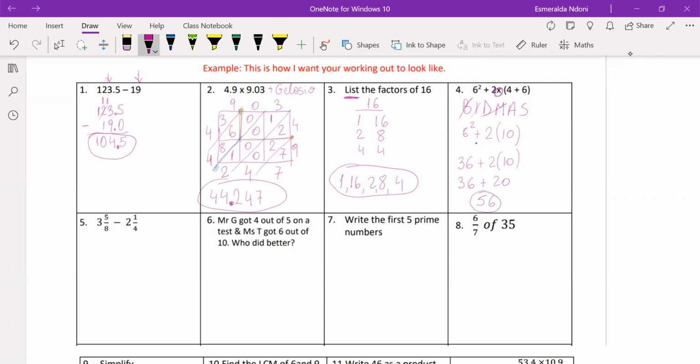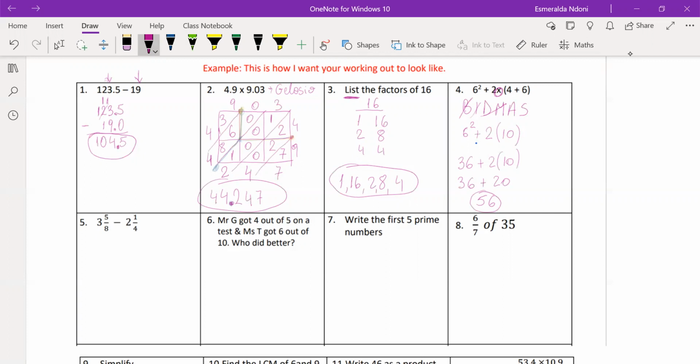Now, question number 5. We have a subtraction with fractions. You have all the fraction videos on YouTube. So if you did not watch them for one reason or the other, maybe you were busy, maybe you were unwell, you need to go back and watch them. It's really, really important that you do so.